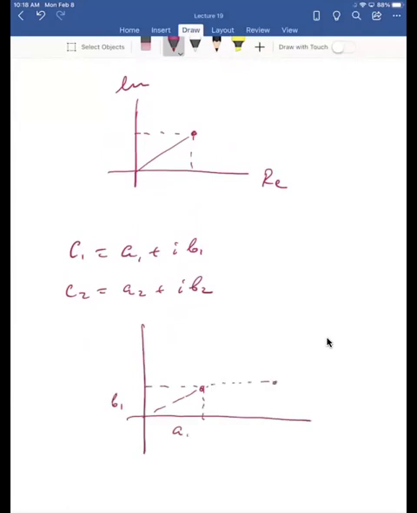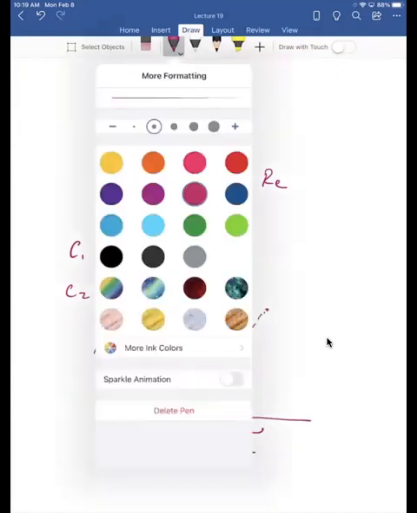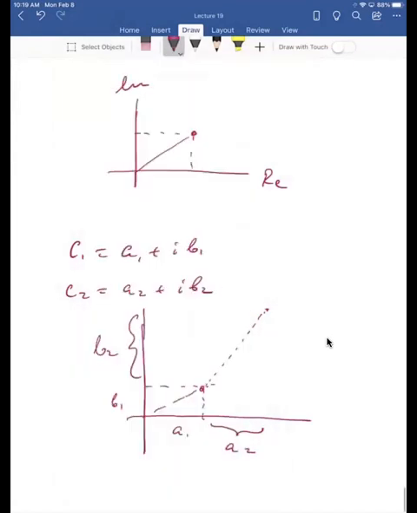So this right here is A2, and well, maybe this is not a very good drawing. So let's say it was something like, yeah, like that, right? So this is A2, and this right here is B2. And so then the net, the sum is this complex number right here. You see, so this is the sum. This is C1 plus C2.